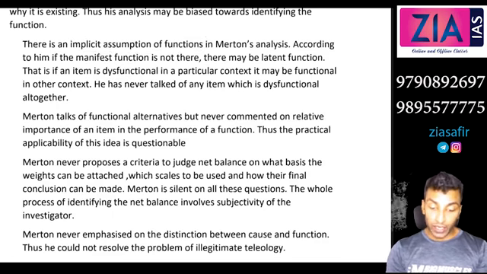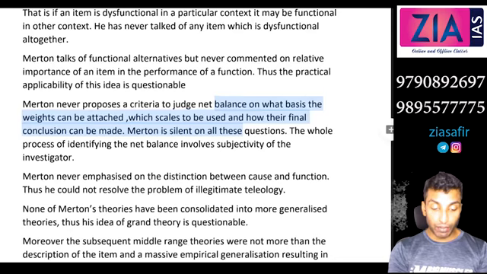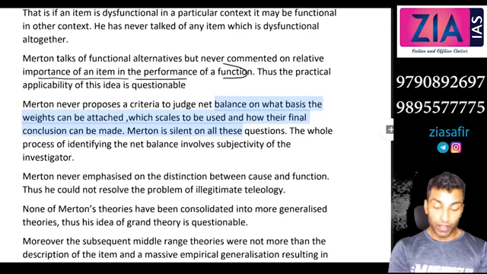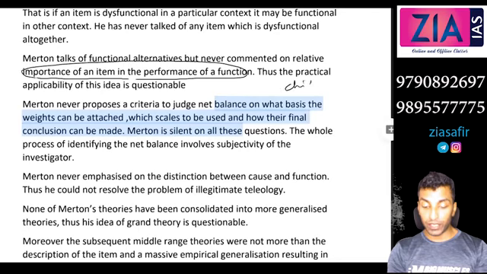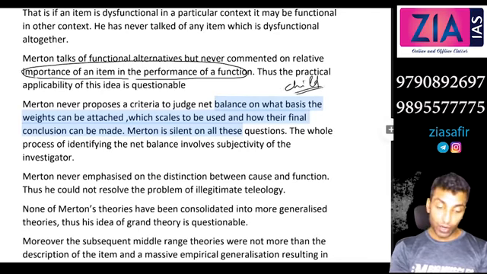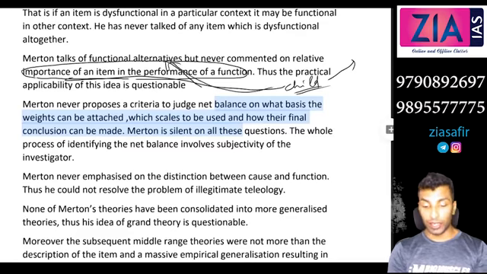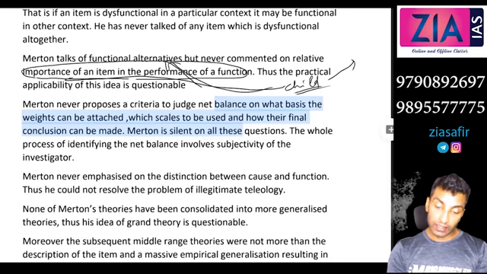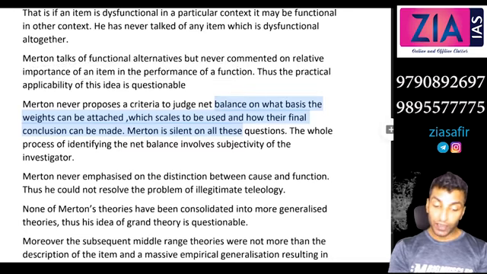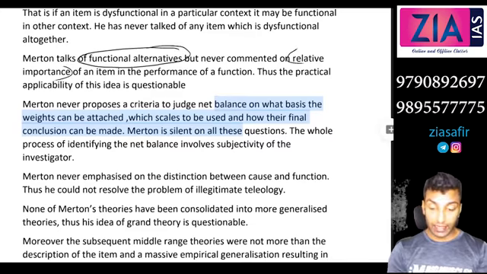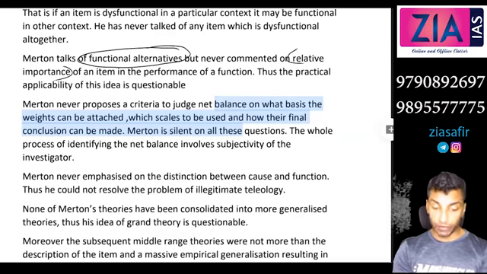Merton talks of functional alternatives but never commented on the relative importance of an item in the performance of an action. For example, I have told you family, one of whose functions is taking care of the child. So he is talking about alternatives, but he never talked about the relative importance, whether the child care center will provide exactly the same way that a family does or not. Similarly, old age homes. All these things, you also need to identify the practical applicability or the relative importance. The relative importance will be a question. You can talk about functional alternatives, but child care centers or old age homes, etc., can never replace the family.